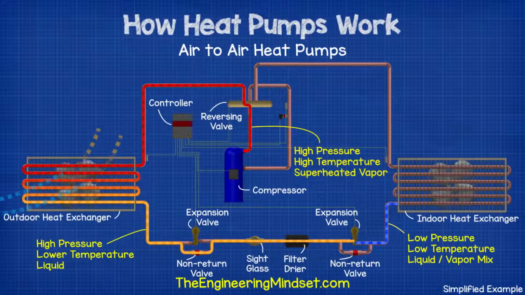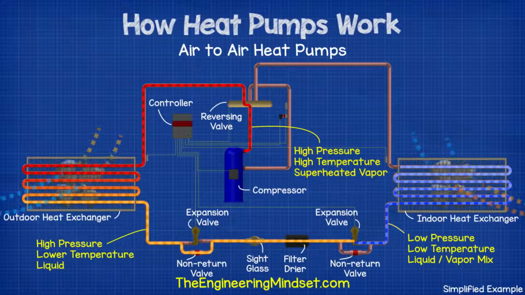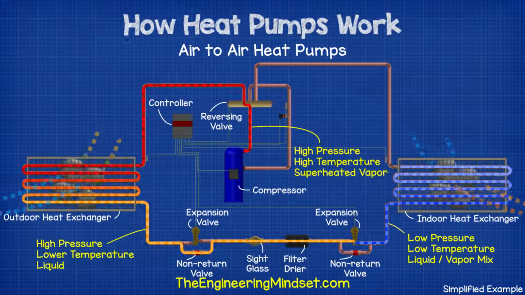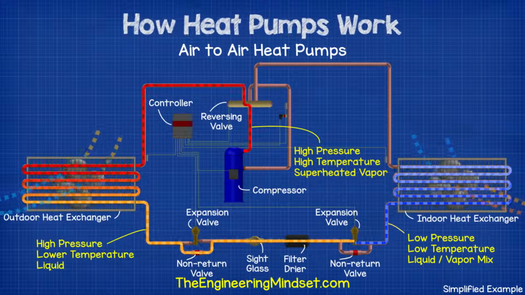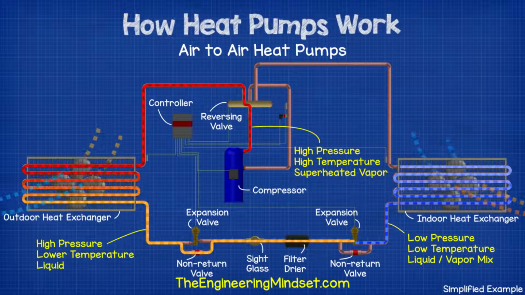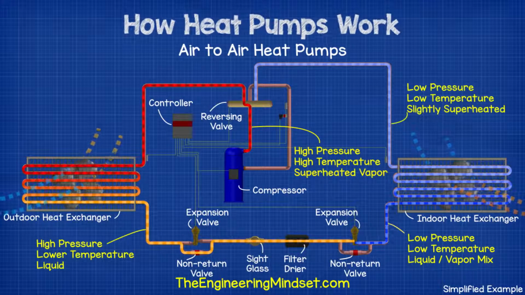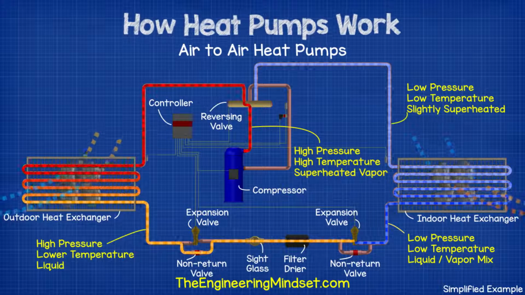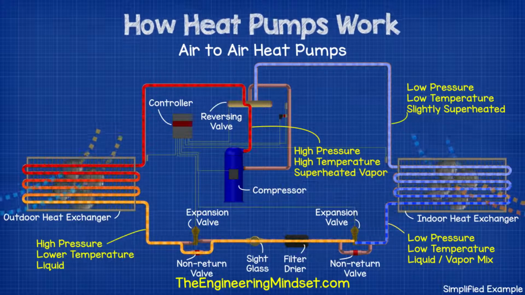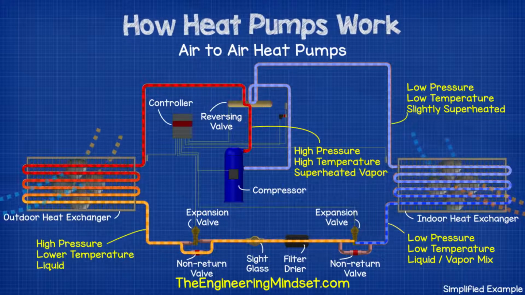It then flows into the indoor heat exchanger. And in here, a fan blows the warm indoor air over the coil. This causes the heat to transfer from the air into the refrigerant, and so the refrigerant boils and takes this heat away. The refrigerant leaves the indoor unit as a low pressure, low temperature, slightly superheated state and flows into the reversing valve. The valve diverts this back to the compressor to repeat the cycle.